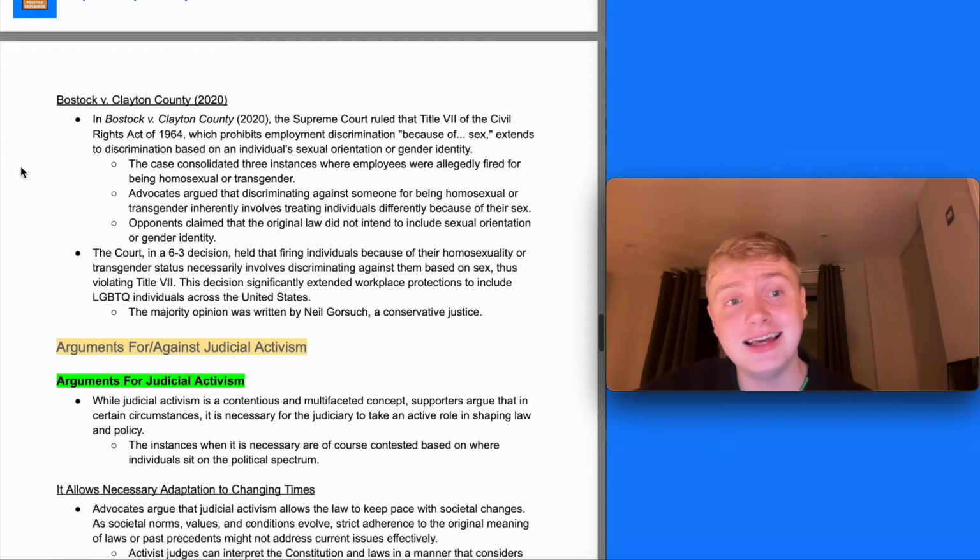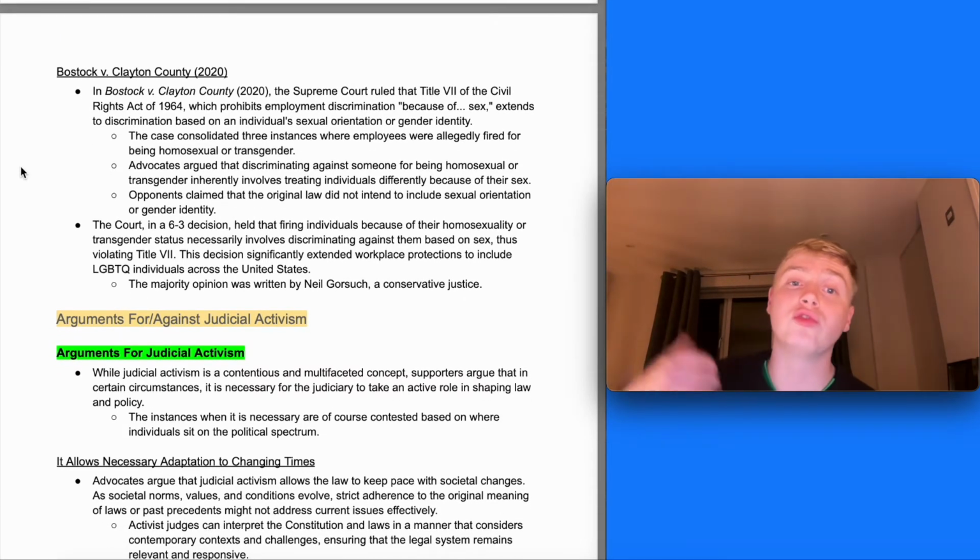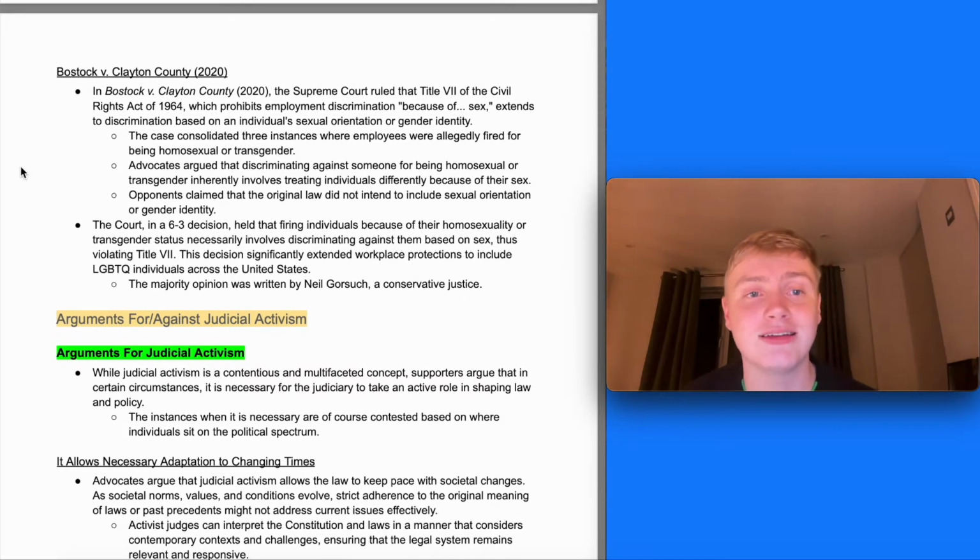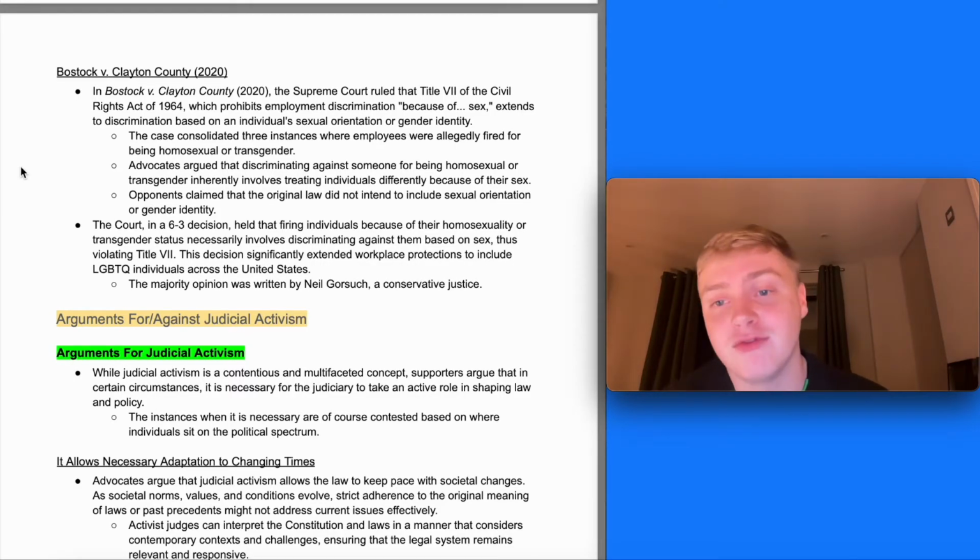In Bostock v. Clayton County in 2020, the Supreme Court ruled that Title VII of the Civil Rights Act, which prohibits employment discrimination because of sex, extends to discrimination based on an individual's sexual orientation or gender identity. Effectively, the court, in a 6-3 decision, held that firing individuals because of their homosexuality or transgender status discriminates against them based on sex and violates Title VII of the Civil Rights Act, therefore extending workplace protections to include LGBTQ individuals across the United States.